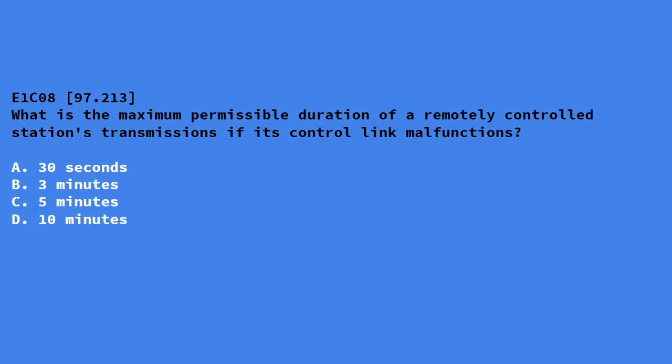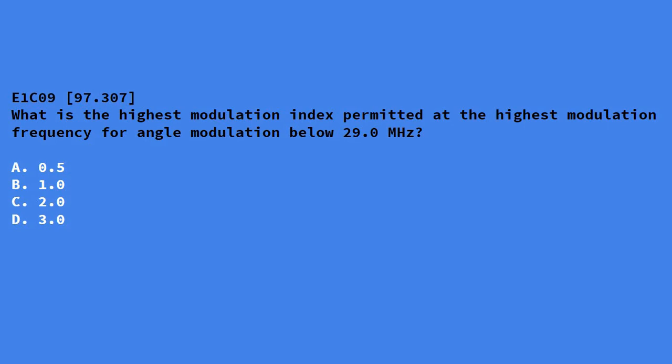E1C08, what is the maximum permissible duration of a remotely controlled station's transmissions if its control link malfunctions? Correct answer is 3 minutes. E1C09, what is the highest modulation index permitted at the highest modulation frequency for angle modulation below 29.0 megahertz? The answer here is 1.0.